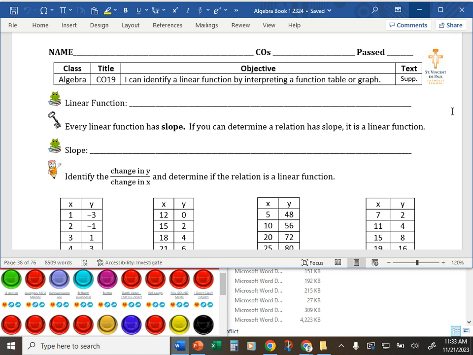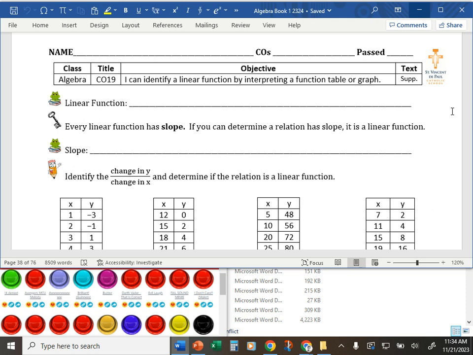And so we opened up this unit talking about relations, which is any collection of ordered pairs, whether it's from an equation or a table or a graph or whatever. Then we specified that and brought it down to functions, which are specific relations where x does not repeat itself. More specific would be a linear function. You might be able to guess what a linear function is based on the title.